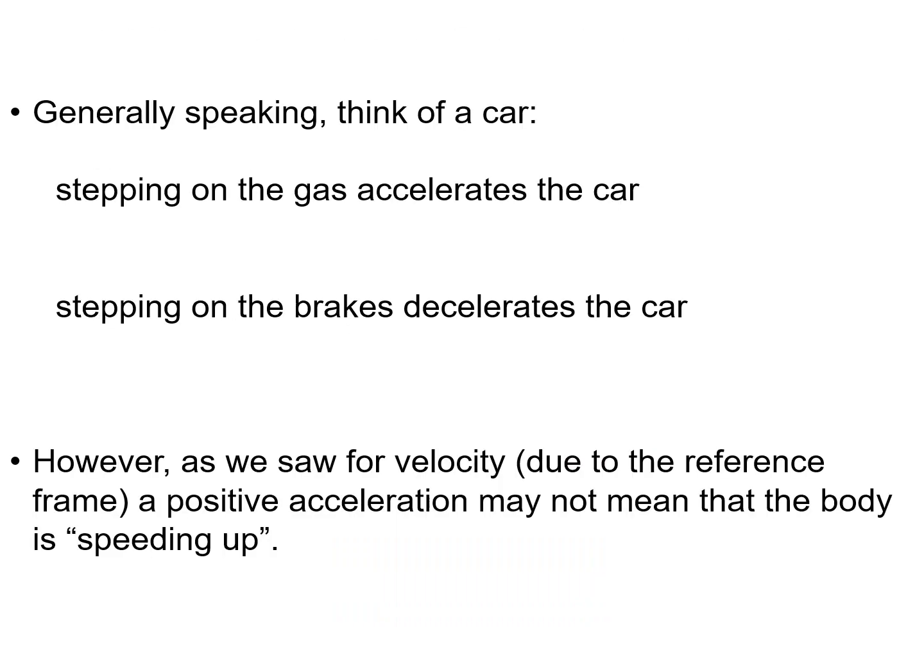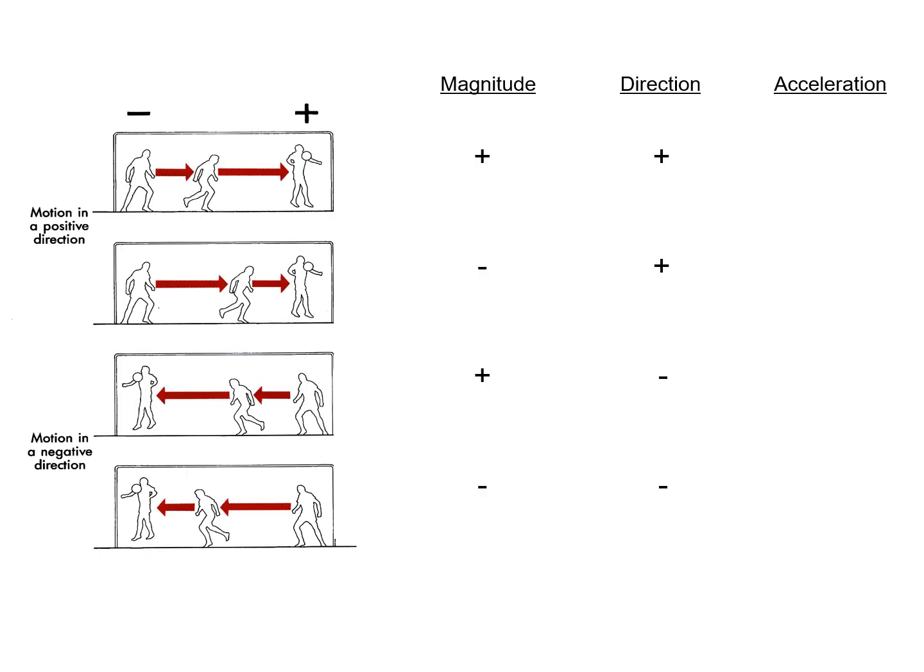So another way of looking at this, let's think of riding in a car. When we step on the gas, the car accelerates, so we see an increase in velocity. Okay, we see a positive acceleration, we see a positive or increase in velocity. When we step on our brakes, we decelerate the car, so we're looking at a decrease in velocity, so we'll have a negative acceleration. However, as we saw for velocity, depending on the reference frame, a positive acceleration may not mean that the body is speeding up. It may be because of a change in direction.